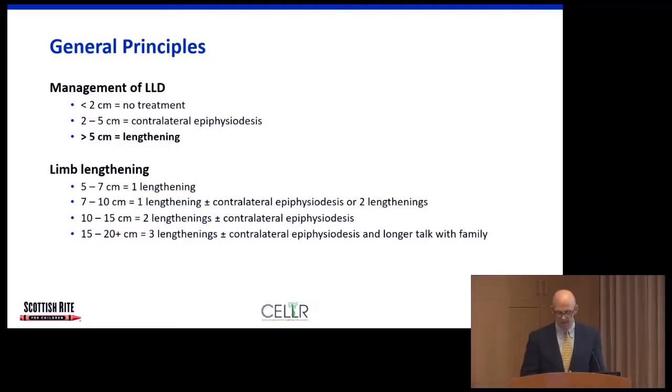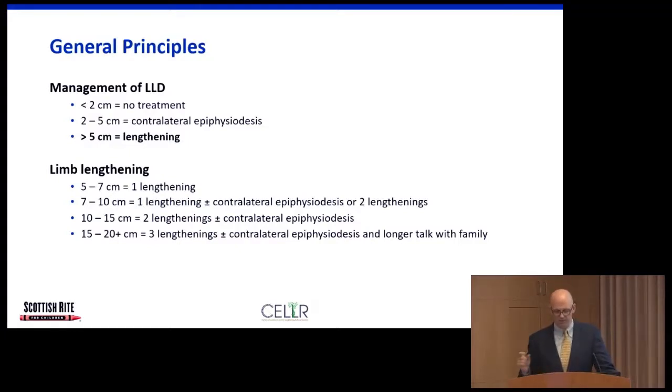We break that, then start to break that down. If we're going to do 5 to 7 centimeters, that's usually one lengthening. We usually will only lengthen the bone about 15% of the long leg, and that's generally about 5 centimeters, the femur being easier to lengthen than the tibia. So if we can get 4 or 5 centimeters, that's a good lengthening.